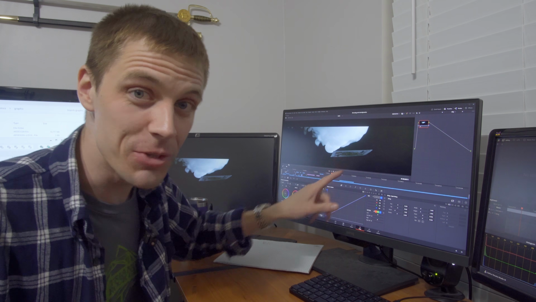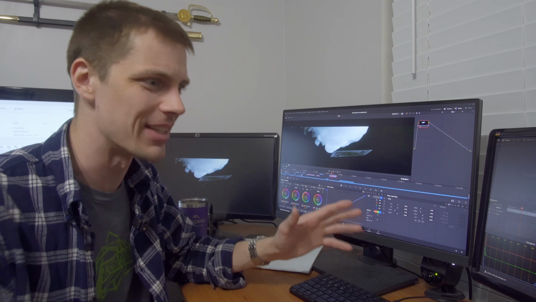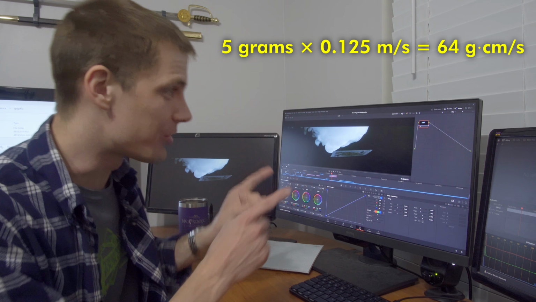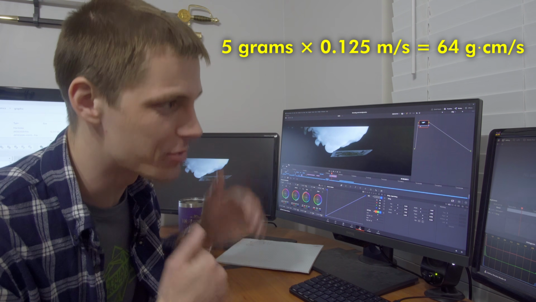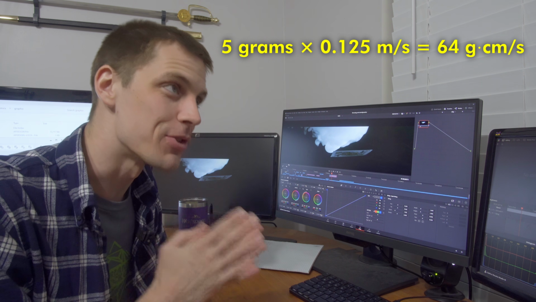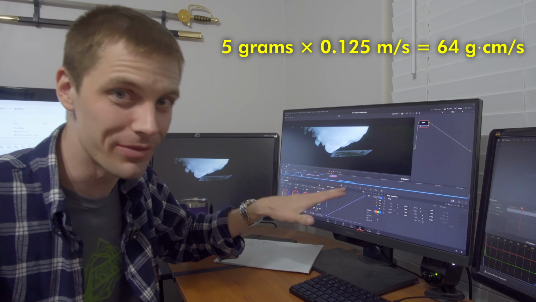If we assume that this playing card weighs 5 grams, which I found somewhere on the internet as the typical mass of a playing card, we can calculate that in that 13 milliseconds, when it accelerates downwards, it would have gained 64 gram centimeters per second of downwards momentum. That's what gravity would have done by itself.